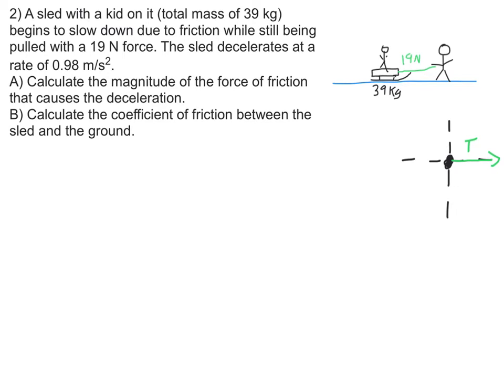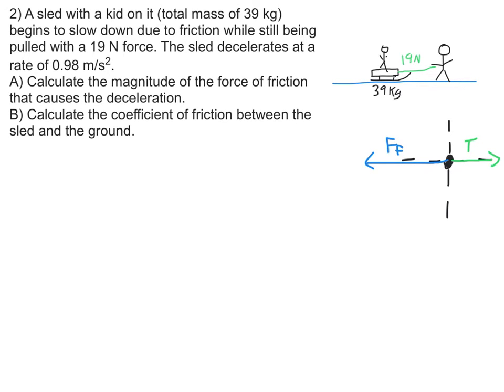Also, we know that there is friction fighting and resisting. Now I'm going to draw friction to actually be larger than the tension. Main reason for that is because the sled is decelerating. Friction is winning right now. We were going some velocity and friction's actually slowing us down. What velocity we were going actually does not matter whatsoever.